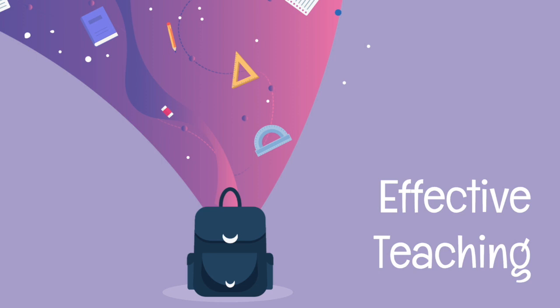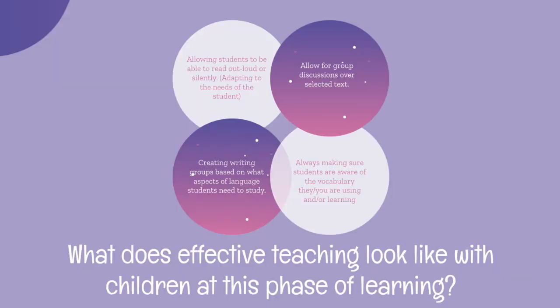Moving right along, I'm going to talk to you about what effective teaching should look like in the classroom during this stage. For this question, I really tried to focus on four main points. I emphasized that allowing students to be able to read aloud or silently was a big thing for me. Adapting to the needs of the student when it comes to reading, because obviously not everyone in the classroom is at the same reading level.